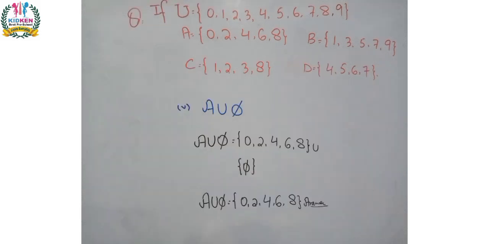Next part of this question, A union null set. A has values 0, 2, 4, 6 and 8 and the null set has no values, so we can pronounce null set as an empty set. So A union null set has values 0, 2, 4, 6 and 8.